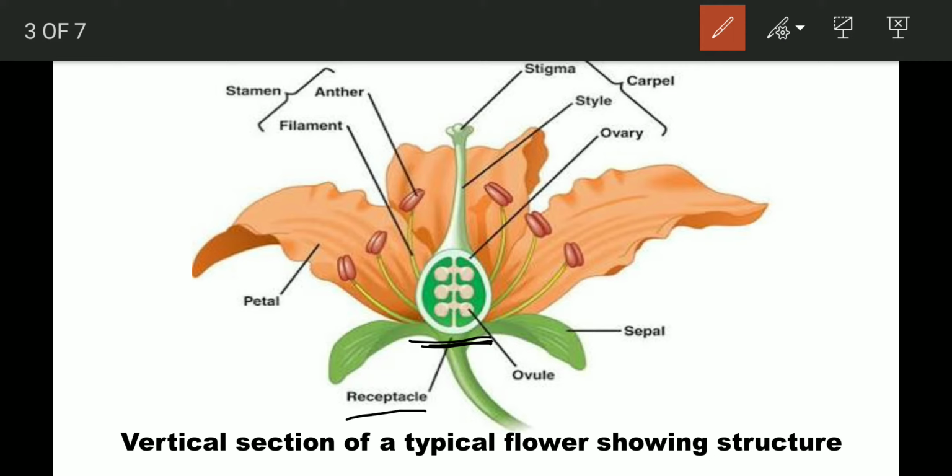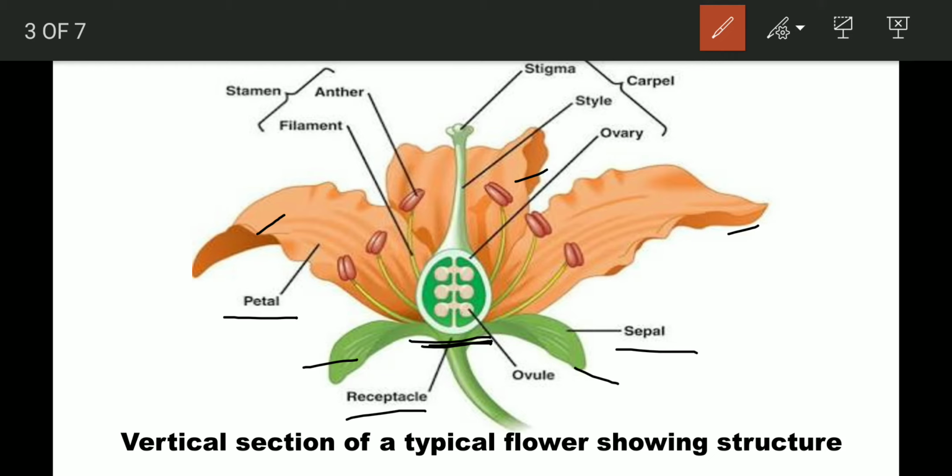Here you see these green leaf-like structures. What are they called? They are called sepals, or we call them the calyx also. Then all flowers have different colors. Here you see these differently colored appendages, they are called petals, or we call them the corolla.